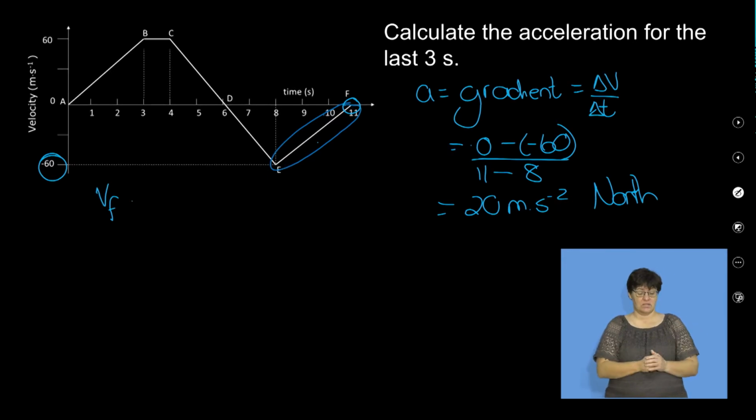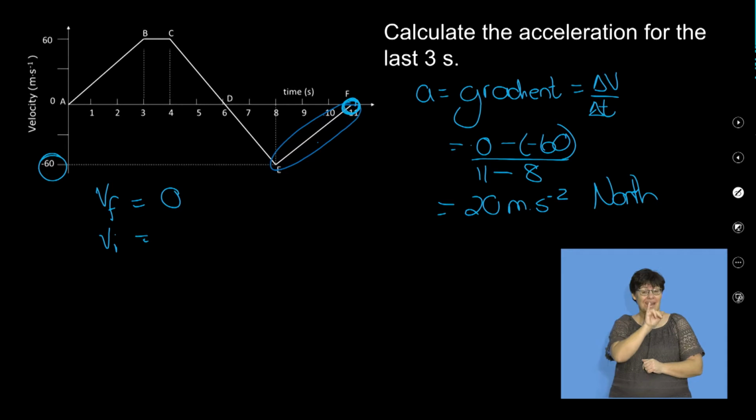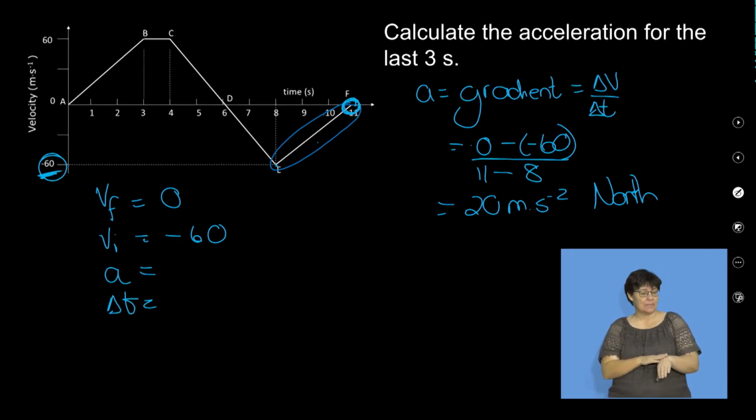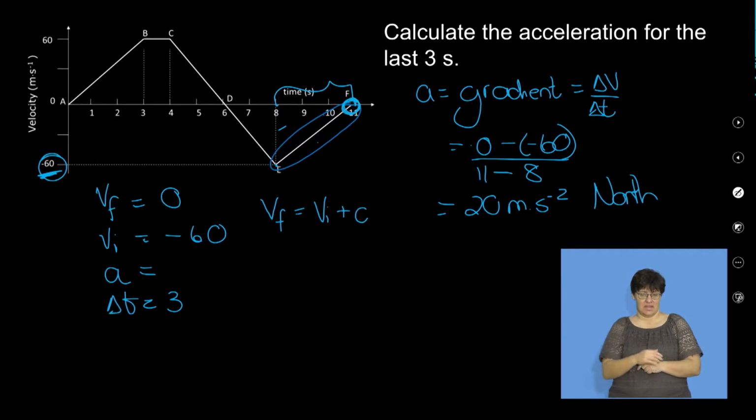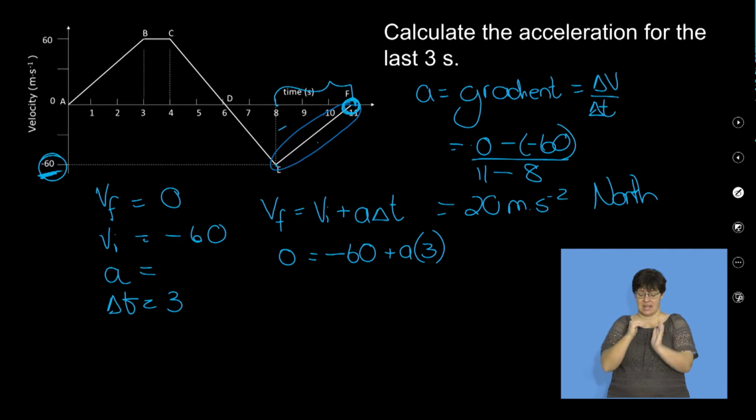So Vf is 0 because it stopped. Vi is minus 60 because it's over here. We want A, and my time is the difference here. So it's from 8 to 11, which we know is 3 seconds. We're going to use the first equation. So Vf equals Vi plus A delta t. Vf is 0. Vi is minus 60. We want A. It's times by 3. So if we take the 60 over, it becomes positive 60.